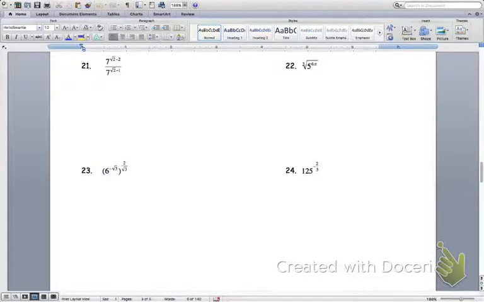This is the solution video for numbers 21, 22, 23, and 24. So most of these are just our exponent rules. Some of them look a little bit scary, but they actually simplify to be something nice.